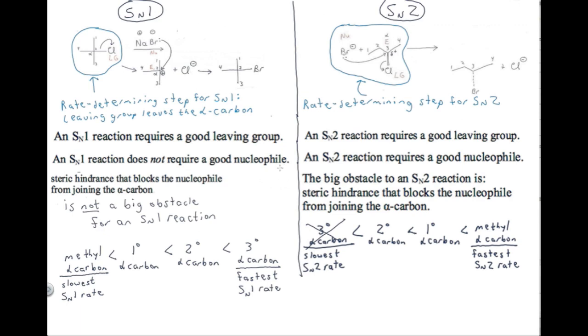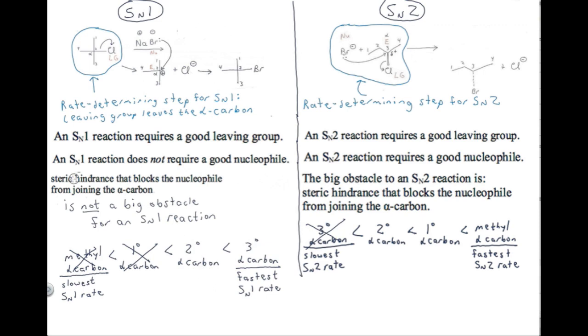So now we can finally summarize what we've figured out about the role of alpha carbons in SN1. Tertiary alpha carbons are best for SN1, methyl are worst, and in fact we've also learned that SN1 really just is not a practical reaction for a methyl or a primary alpha carbon. It's only a practical reaction for a secondary or tertiary alpha carbon.